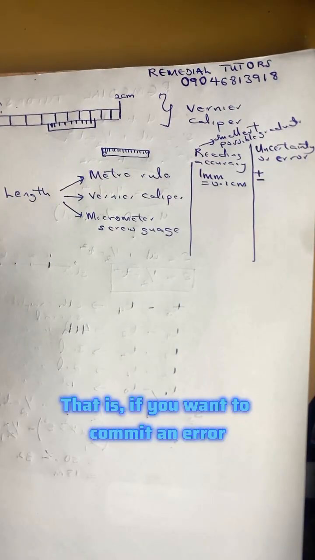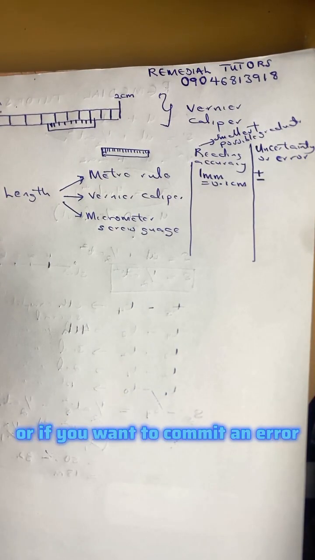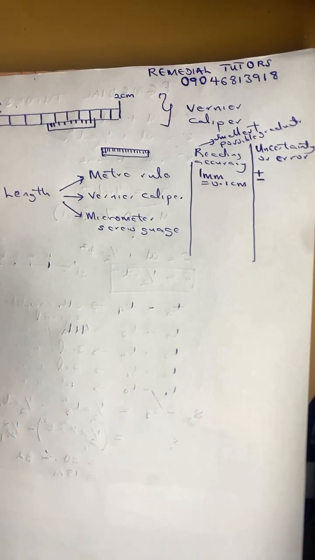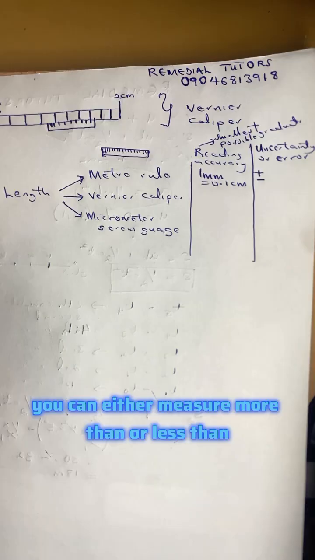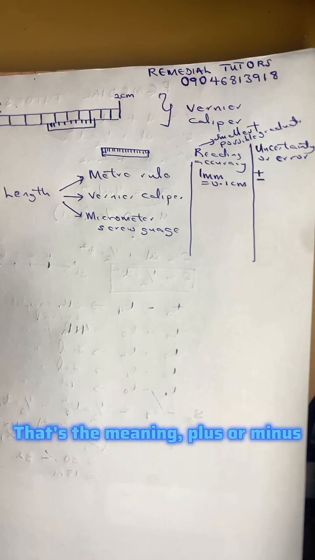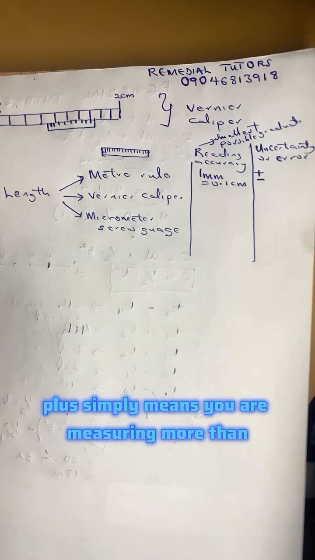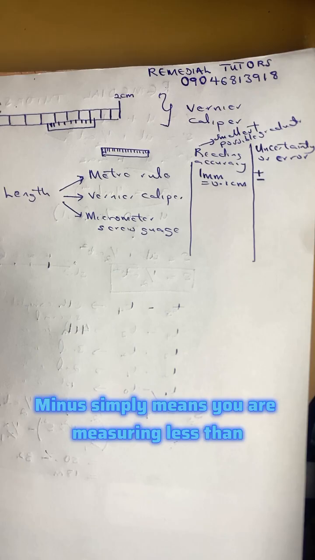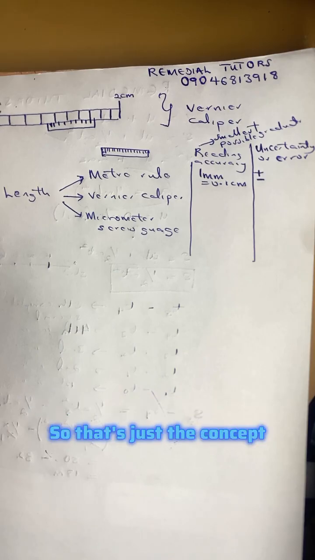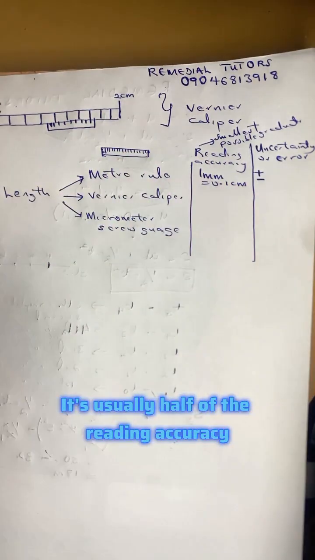That is, if you want to commit an error, you can either measure more than or less than. That's the meaning of plus or minus. Plus simply means you are measuring more than. Minus simply means you are measuring less than. So that's just the concept. So what is uncertainty or error? It is usually half of the reading accuracy.